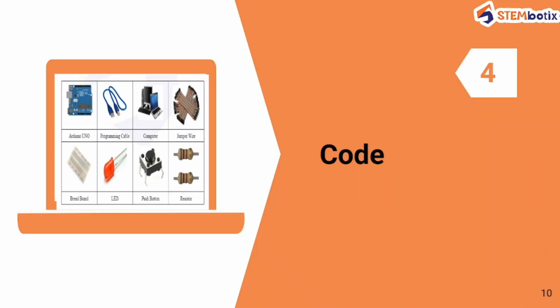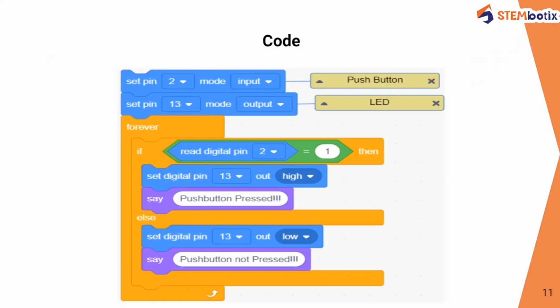Let's see the code. How can we code a push button pressing and LED blinking project? First of all, we define our two devices. The first is a push button and the second one is an LED.